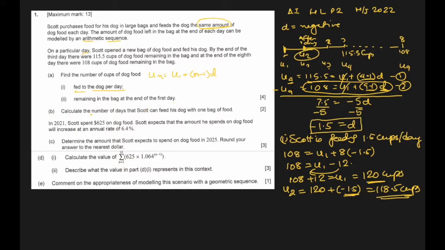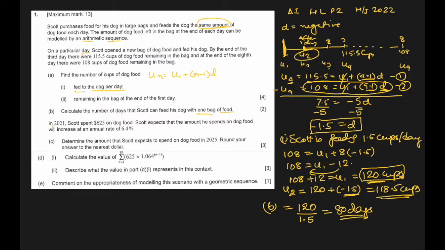B. Calculate the number of days that Scott can feed his dog with one bag of food. They have not given how much a bag contains, but we know U1. U1 was the amount when the bag got opened. That means 120 cups is the total capacity for that bag. So, B part. He has 120 cups. Every day he's feeding 1.5 cups, so 80 days. He can feed his dog 80 days with this bag.